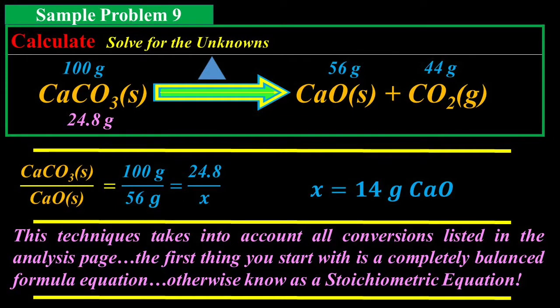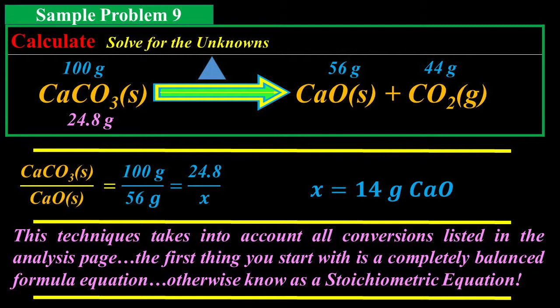So here I have the stoichiometric equation, and I have 100 grams of calcium carbonate. That's what is written there, one mole. One mole of calcium oxide is 56 grams, and one mole of carbon dioxide is 44 grams. So then I'm comparing calcium carbonate with calcium oxide. So 100 is to 56, as 24.8 is to X. X equals 14 grams of calcium oxide.